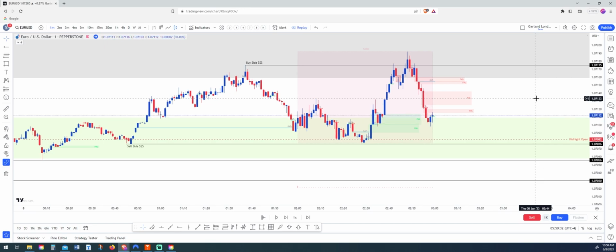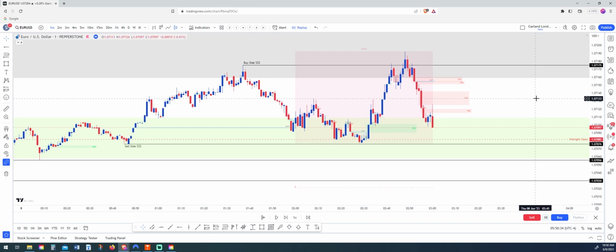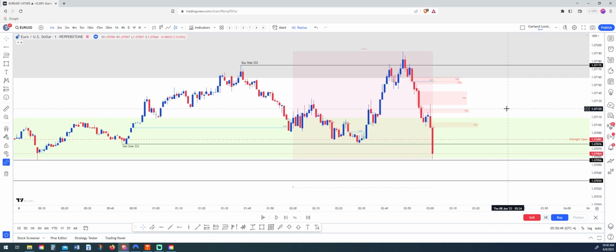So as soon as we open up, we do tap that fair value gap, and we get a strong reaction off these two fair value gaps. I wouldn't be looking to take an entry here. I would want to see a fair value gap created inside the Silver Bullet hour. Unfortunately, we don't have the opportunity.